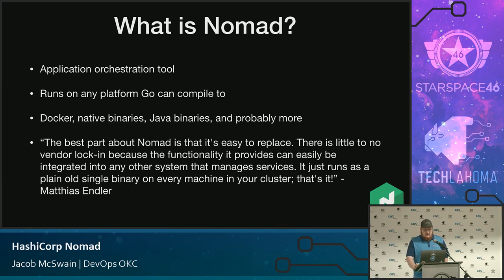And I have a quote here that I thought was really good from Matthias Endler, who is an engineer at Trivago. He says, the best part about Nomad is it's easy to replace. There is little to no vendor lock-in because the functionality it provides can easily be integrated into any other system managed services. It just runs as a plain old single binary on every machine in your cluster. That's it. So if you're starting to get into container orchestration and maybe Kubernetes is a little too heavy for you, a little too advanced, complex in general, but Docker Swarm isn't quite what you need, Nomad might be a great middle ground, especially that you're not going to be tied to this one product. You can just replace it easily.